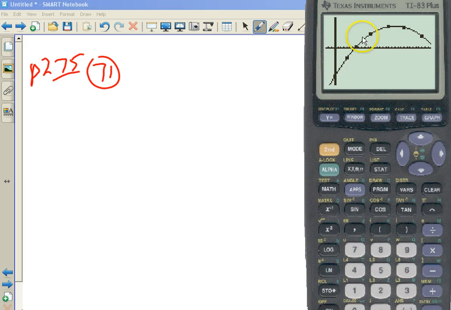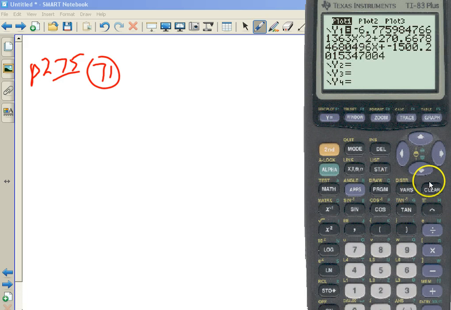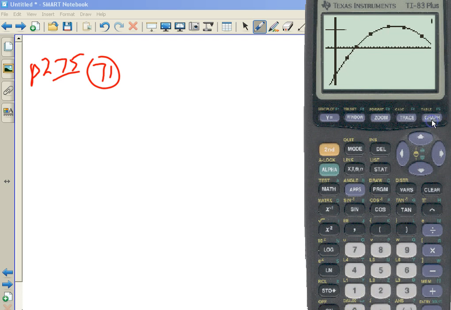Okay? Look. What if I make y1 equal to 1,000? And I want to find out what then? Second trace, where they intersect. Second trace and intersect, right? Okay, let's do it. Second trace, intersect. And where do they intersect? 1, 2, 3. At 14.5.